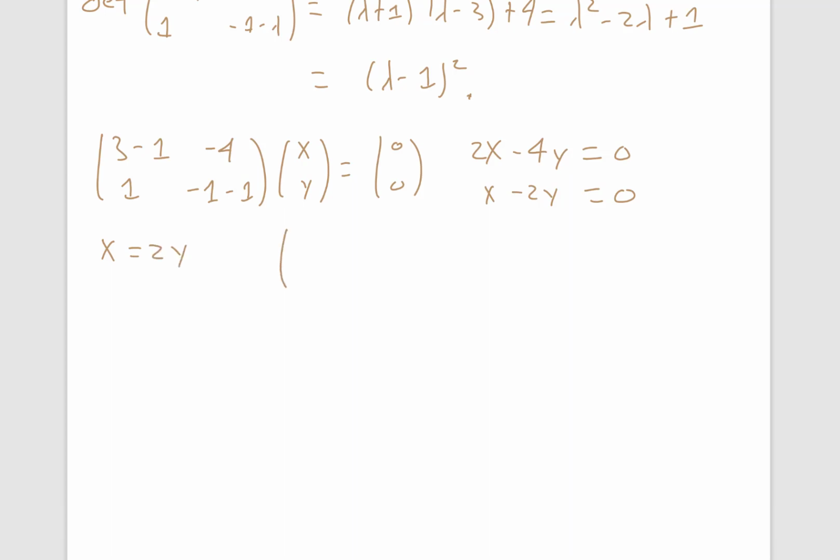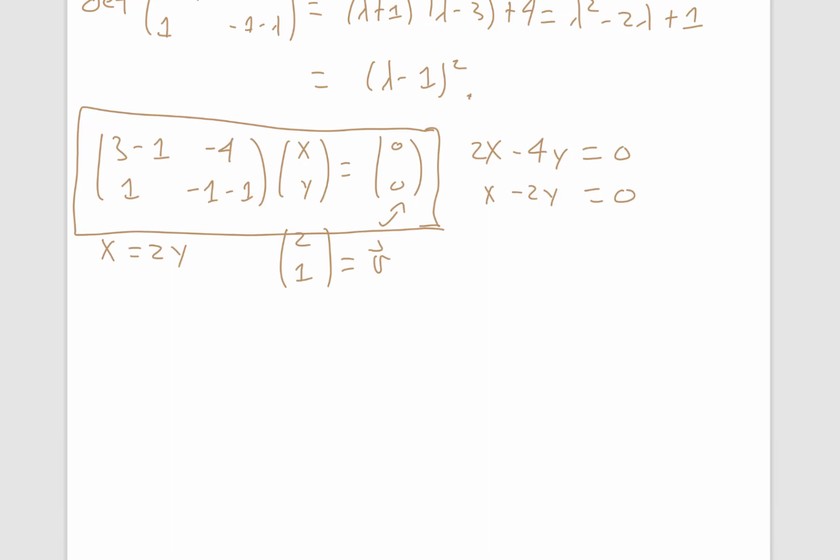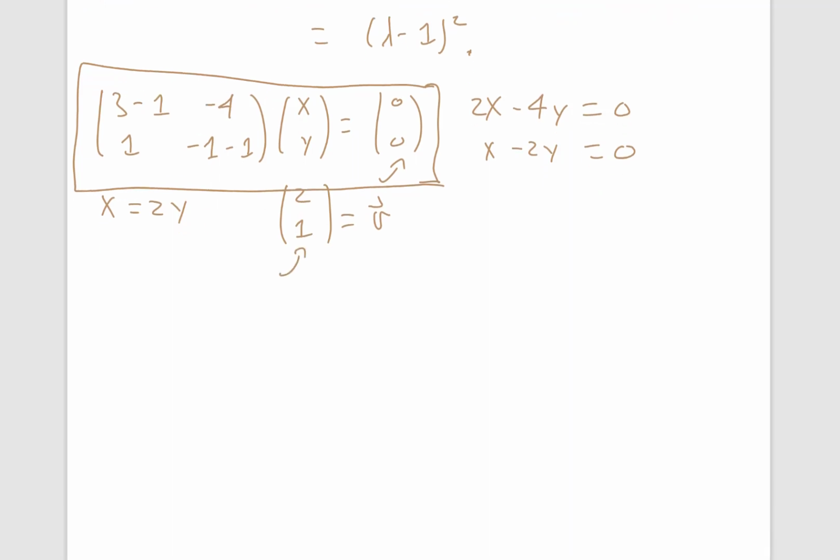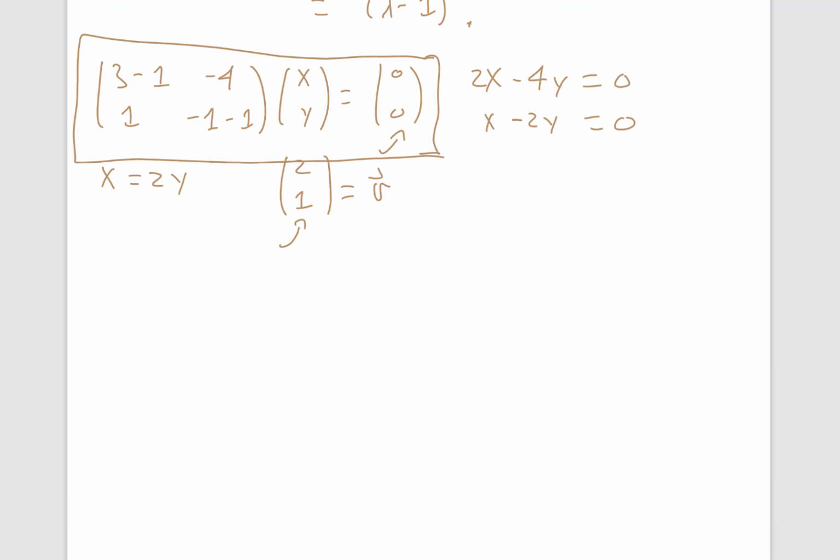So this means that any vector where the top entry is 2 times the bottom entry is going to be an eigenvector, except for the 0 vector. Now notice here there's just one linearly independent eigenvector. So whenever we have the case of a repeated eigenvalue and one linearly independent eigenvector, we have to find the generalized eigenvector. To do that, we're going to solve an equation very similar to this one, except instead of having the 0, 0 vector there, we're going to have the eigenvector there. And the solution to that equation is the generalized eigenvector.